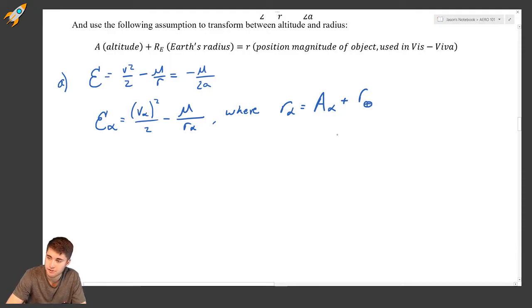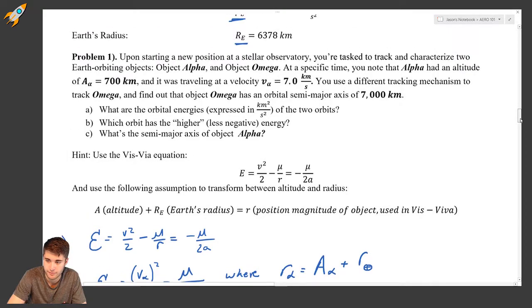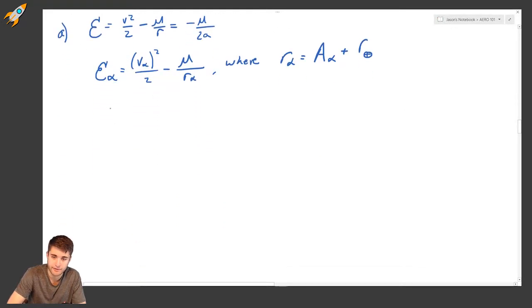Okay, now energy omega. Let's see what information we're given on omega. So omega has an orbital semi-major axis of 7,000 kilometers. That's the only information we're given. Well, we can go like this. The energy of omega is equal to, and we're going to use this form instead now, because we have the semi-major axis, negative mu over 2 times the semi-major axis of omega. Okay?